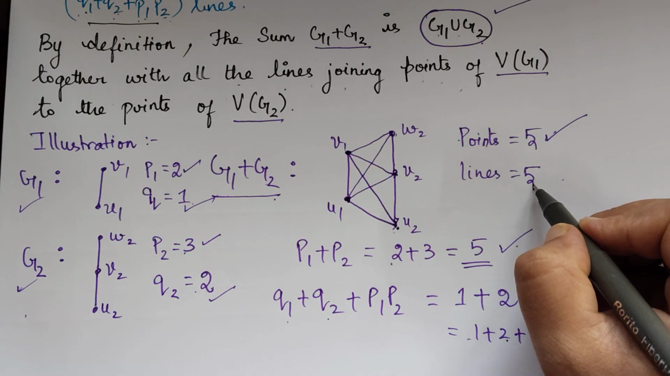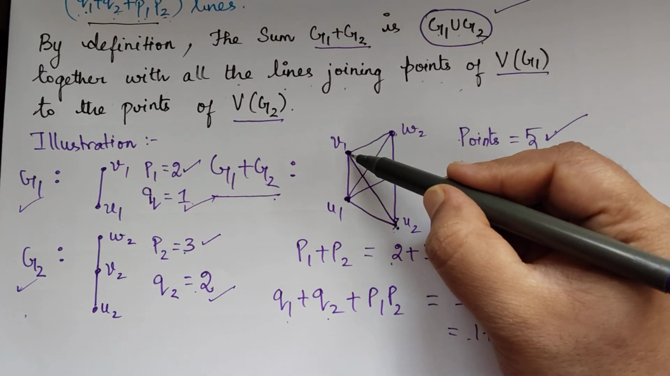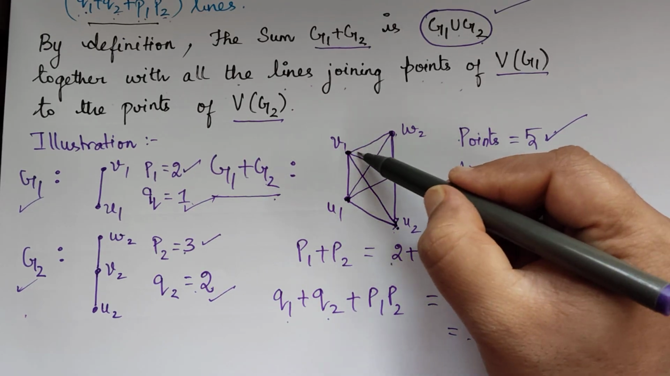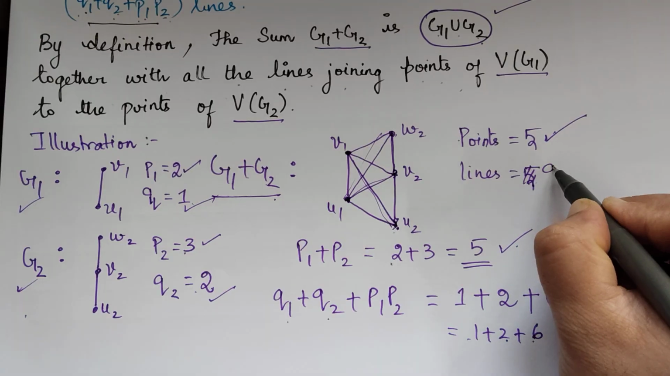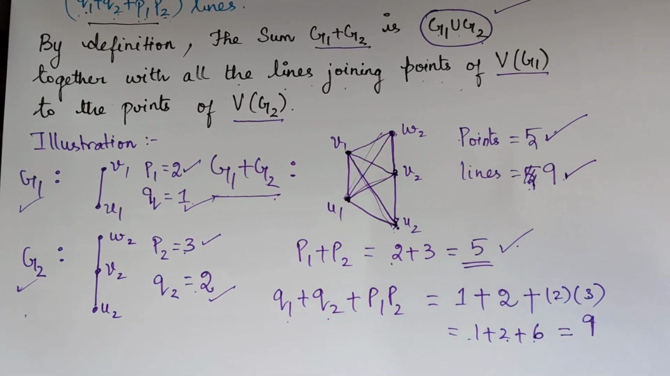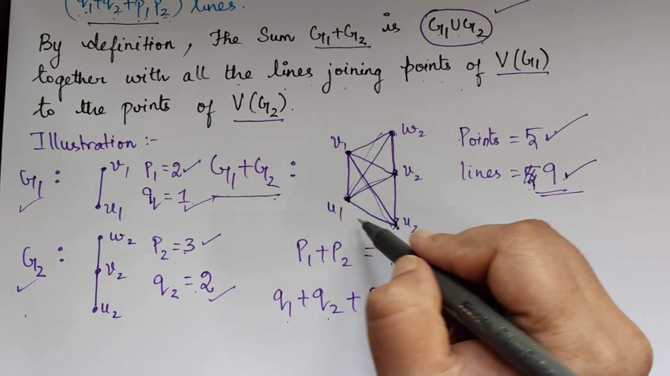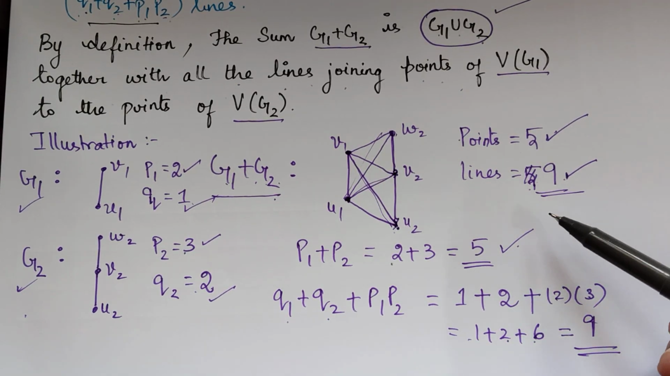Actually, I have written 5 here. I counted only, I didn't count the lines properly. So 1, 2, 3, 4, 5, 6, 7, 8, 9. So it actually has 9 lines. So by mistake I wrote 5. So it is 9. Therefore we check that these two are same. So these are the 9 lines of the graph G1 plus G2. So this illustration proves the second subdivision.